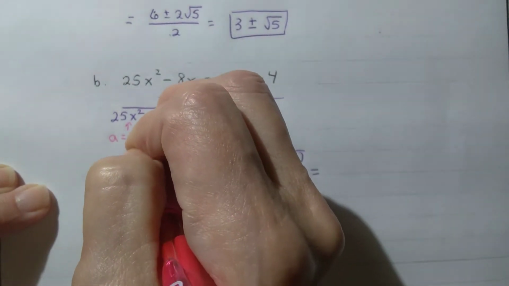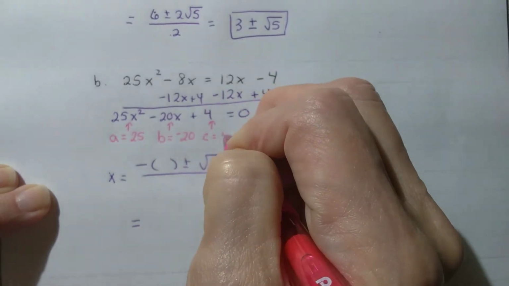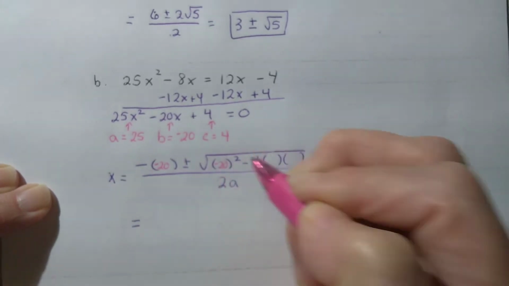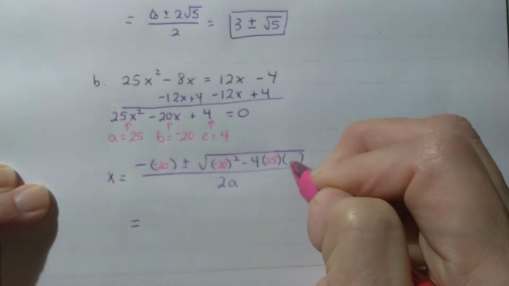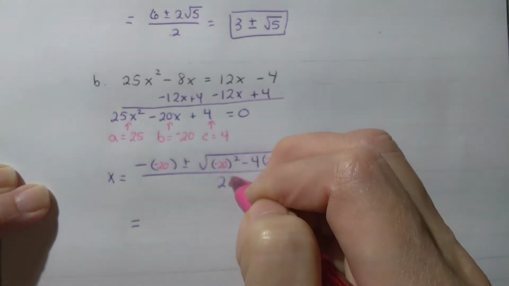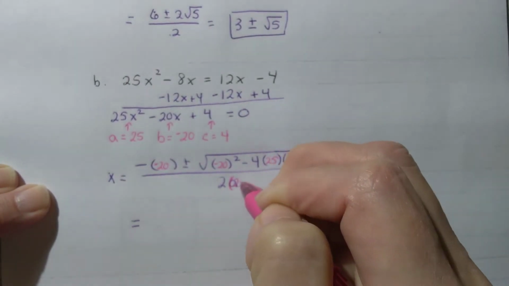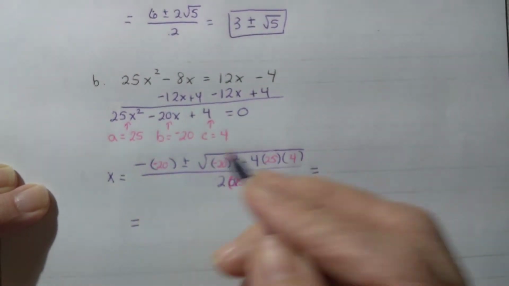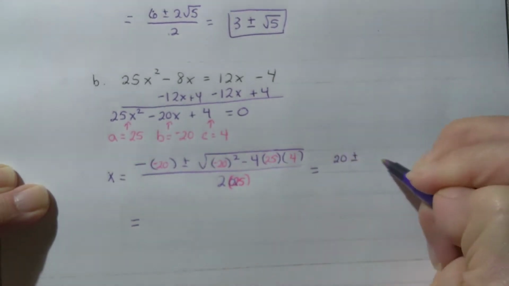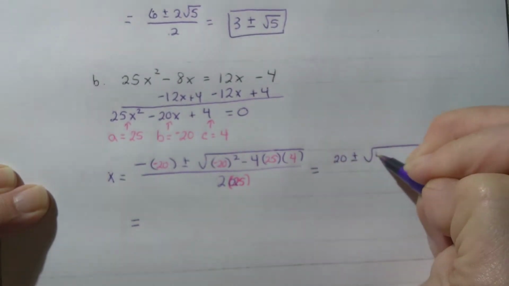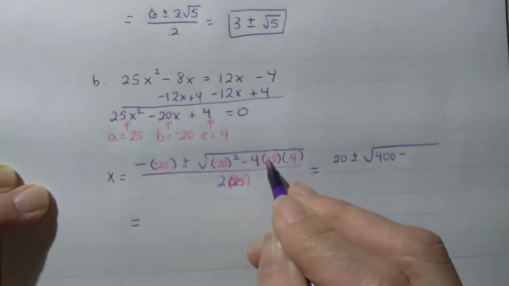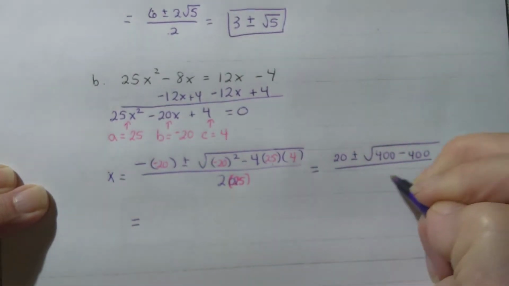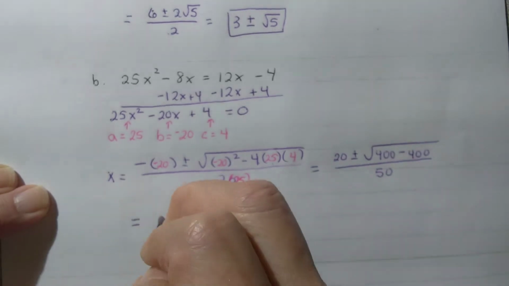So we have A is 25, B is negative 20, C is 4, bigger numbers than we usually have. But we're just going to put them in where we see the blanks for them. And, oops, forgot to leave that a blank one. So that's a 25, sorry about that. So, solving the problem. The opposite of a negative 20 is a positive 20. Negative 20 squared is 400. 4 times 25 is 100, times 4 more is 400. And that's all over 2 times 25, which is 50. So I've got this.